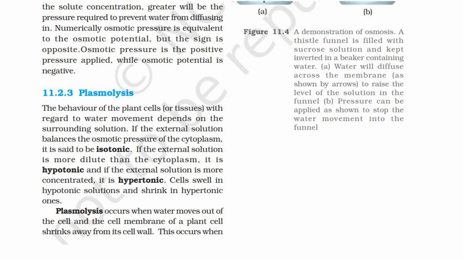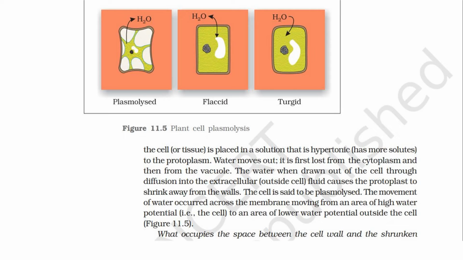Plasmolysis. The behavior of the plant cells or tissues with regard to water movement depends on the surrounding solution. If the external solution balances the osmotic pressure of the cytoplasm, it is said to be isotonic. If the external solution is more dilute than the cytoplasm, it is hypotonic, and if the external solution is more concentrated, it is hypertonic. Cells swell in hypotonic solutions and shrink in hypertonic ones. Plasmolysis occurs when water moves out of the cell and the cell membrane of a plant cell shrinks away from its cell wall. This occurs when the cell, or tissue, is placed in a solution that is hypertonic, has more solutes than the protoplasm.